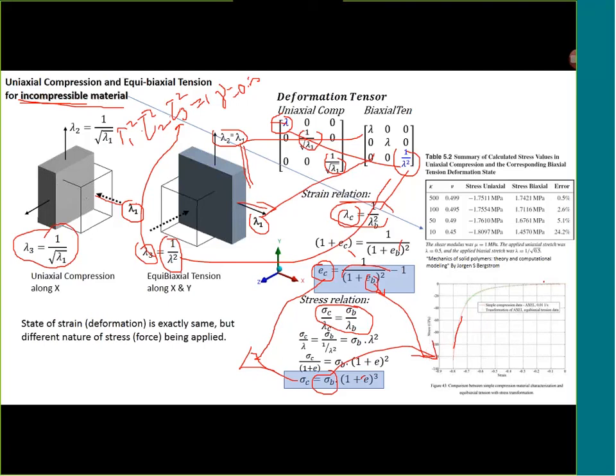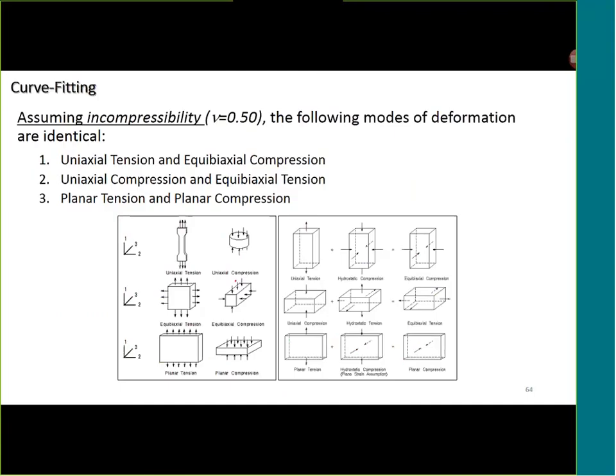Both match well. But remember, these kinds of relationship is valid only for purely incompressible material, right? So as there is some amount of compressibility present in the material, there will be certain amount of error. As the Poisson ratio goes away from 0.5, the error is going to keep increasing. Okay, this kind of assumption is valid if it is perfectly incompressible material.